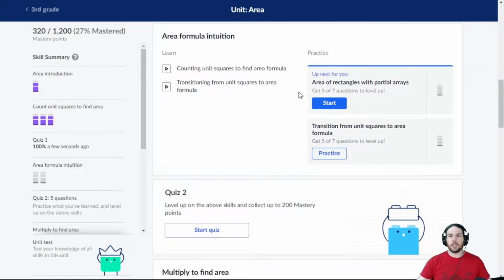Area formula intuition. Now, we are heading towards area equals length times width for rectangles. That's where we're going. We're not there yet, although some clever students may have already picked up that connection. You're hopefully picking up the connection because I am bludgeoning you over the head with it every single time I do these streams. But remember that students aren't always going to necessarily see the whole picture right away.